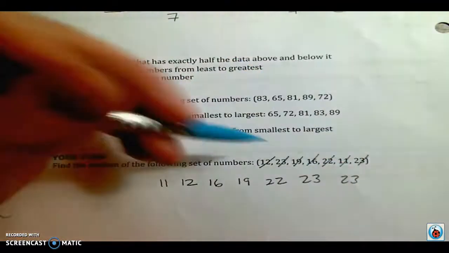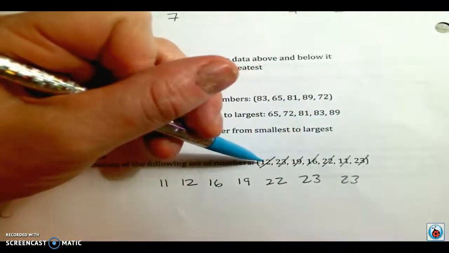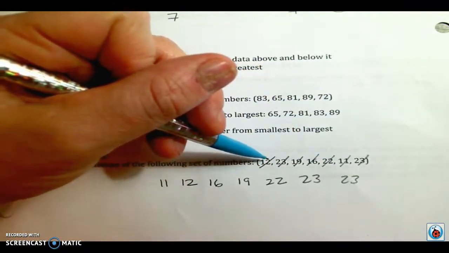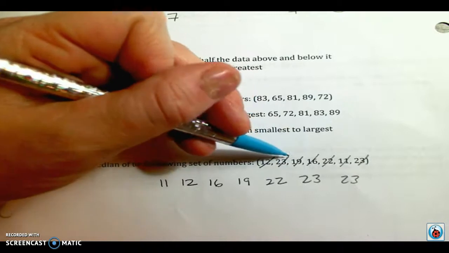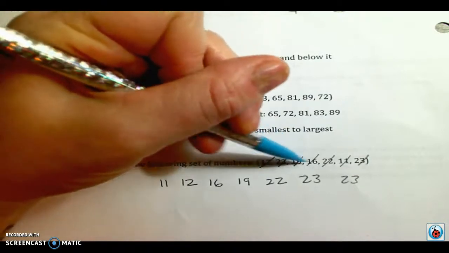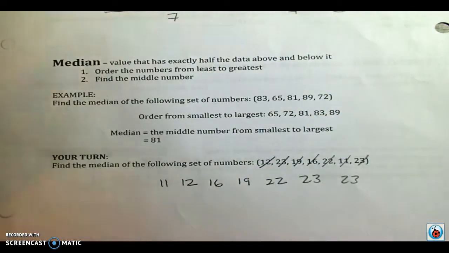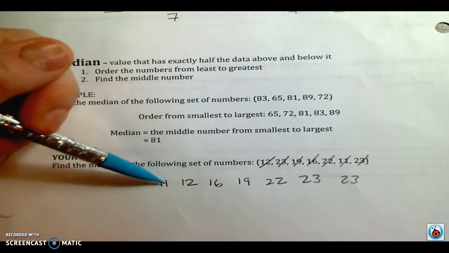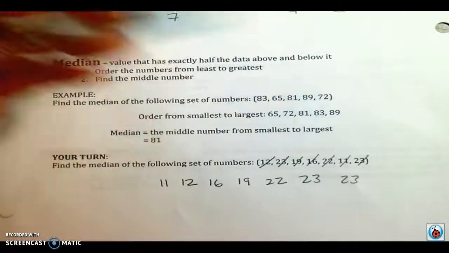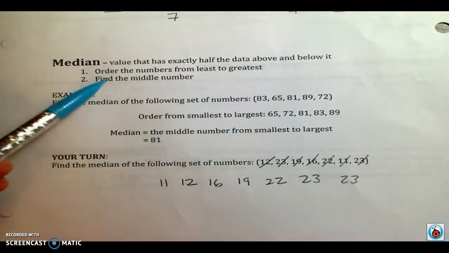Now, I cross them off so I can see them. Don't scribble them out, so that way if you mess something up, you can go back and see your original numbers. I'm going to count. I have 1, 2, 3, 4, 5, 6, 7. They're the same numbers as before. I want to make sure that I wrote down 7 numbers. 1, 2, 3, 4, 5, 6, 7. Okay, I did. All right, we're going to find the middle number.